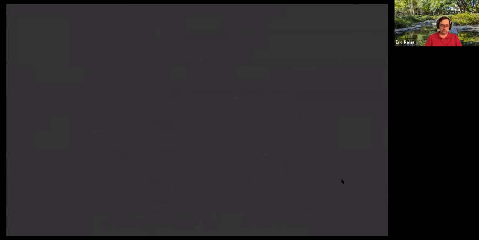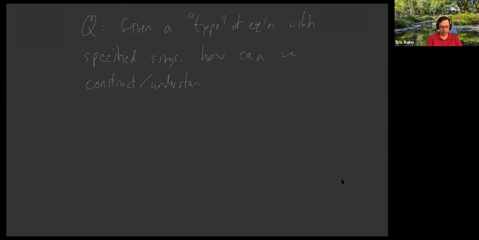Okay, so let me rephrase one of the original questions. Given a type of equation with specified singularities, how can we understand, or how can we construct or understand what have you, the corresponding moduli space?